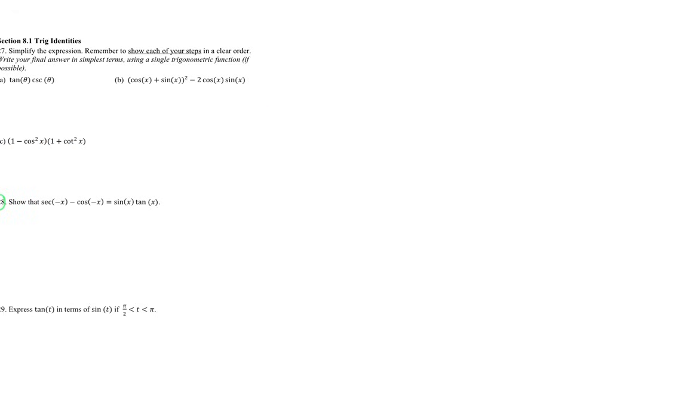And on to number 28, we're going to show that secant of negative x minus cosine of negative x equals the other side. We're just going to start with this side because we're showing it's equal to this side. We know that these are both even functions, therefore the secant of negative x is just equal to the secant of x, and same with the cosine of negative x, just equal to cosine of x. Now we're going to rewrite secant as 1 over cosine of x minus cosine of x.